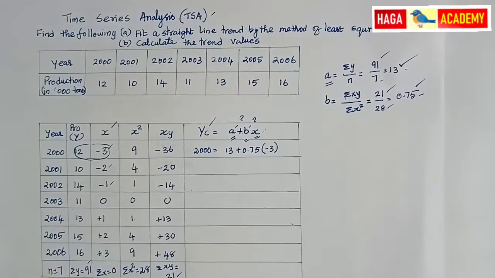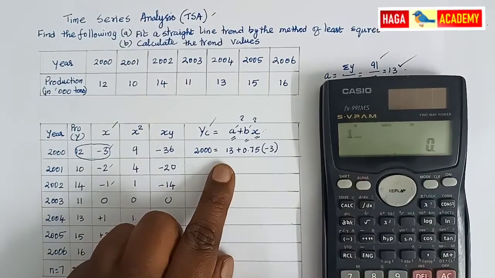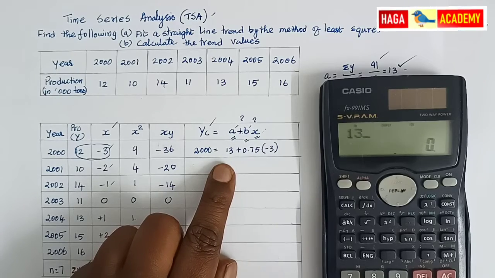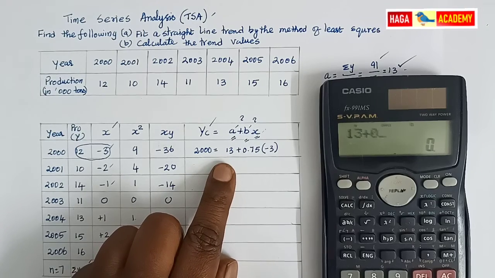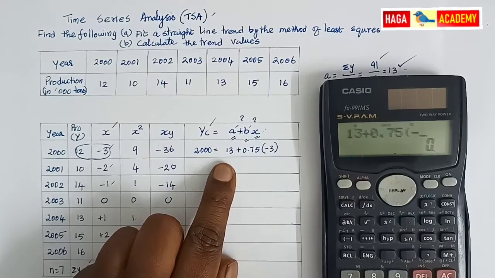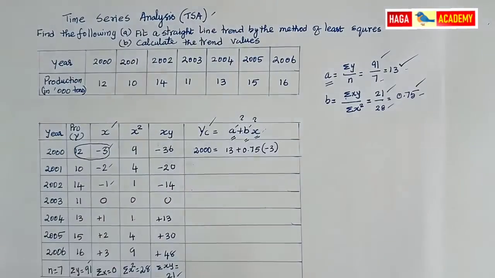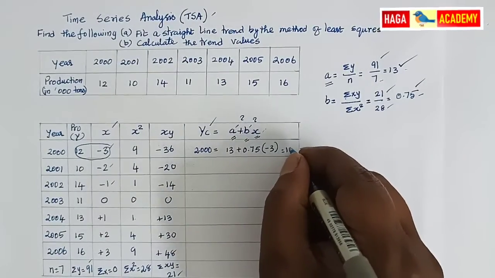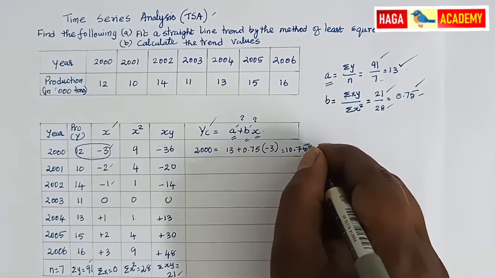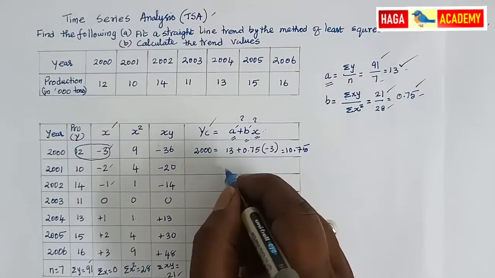If you have a calculator, kindly take the calculator. In the calculator, 13 plus 0.75, open the bracket, minus 3, close the bracket. What is the value? 10.75. 10.75 is the first value. Likewise, you try to go for the second one, the same thing.